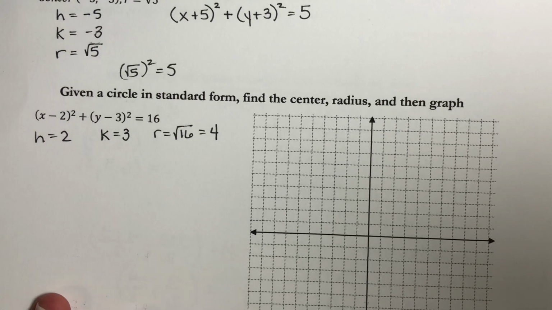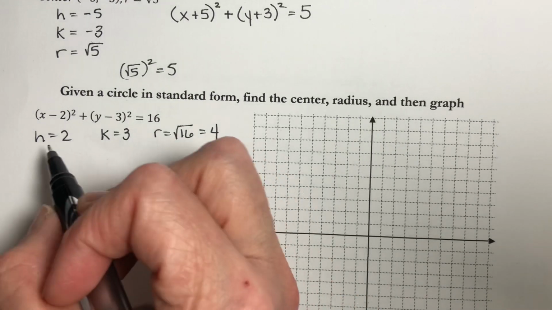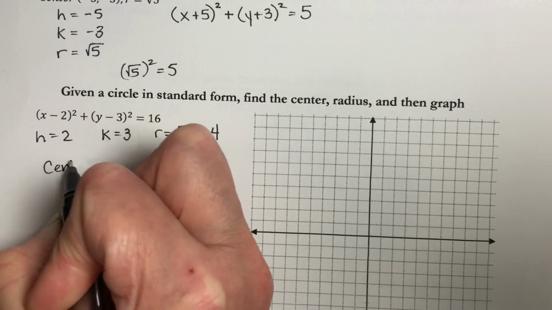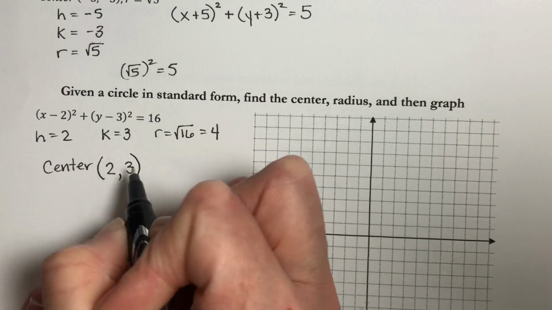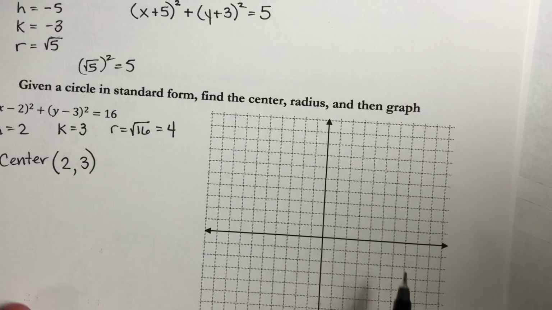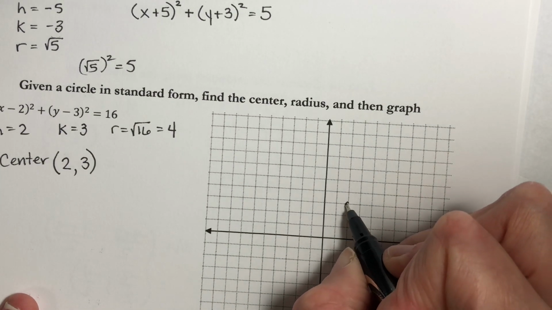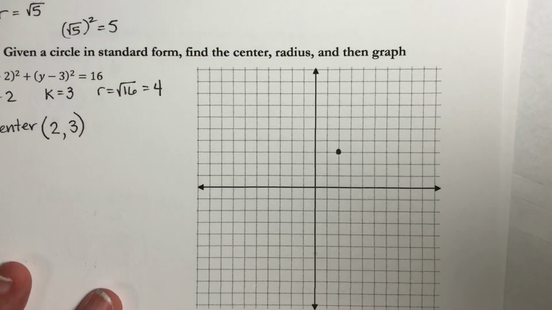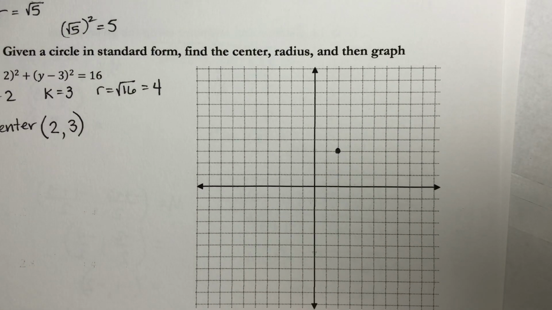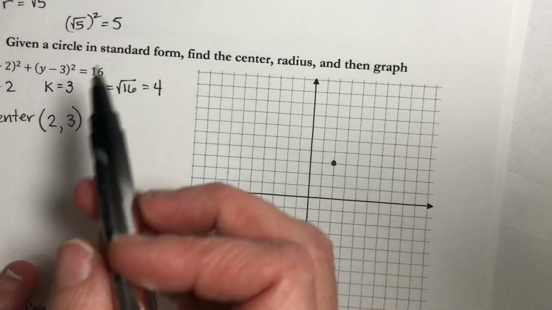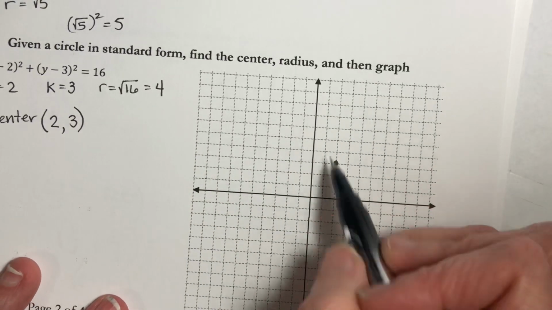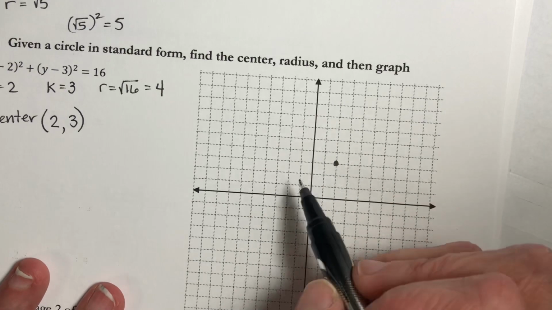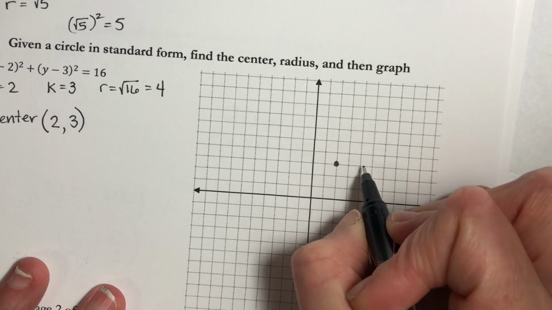Okay, so now we have enough information to do our graph here. The first thing you want to do is plot your center. Your center is the point h, k, so that's 2, 3. So I'm going to go over to 2, 3, and that is the center of my circle. Okay? Now all I have to do is count out 4 units in every direction from here. Now really you just want to count your 4 cardinal directions, north, south, east, west. So I just go out 4 from each direction.